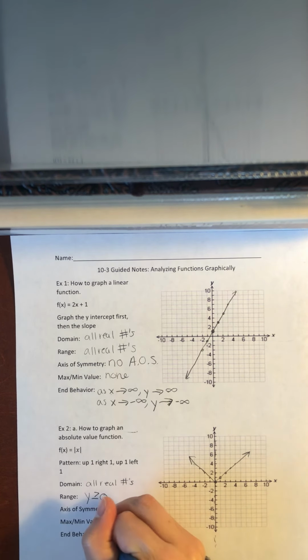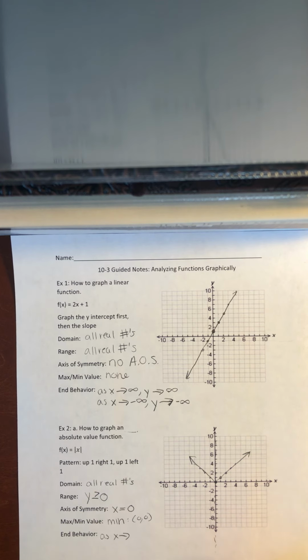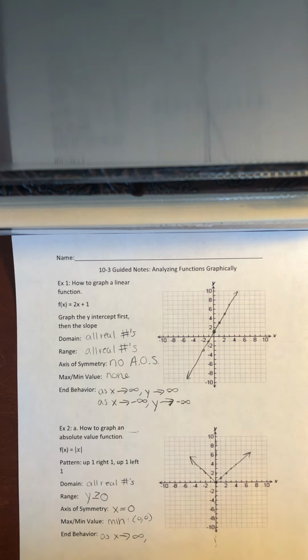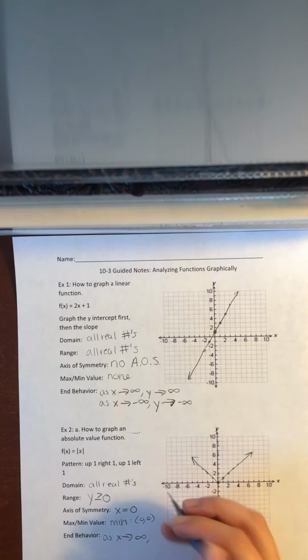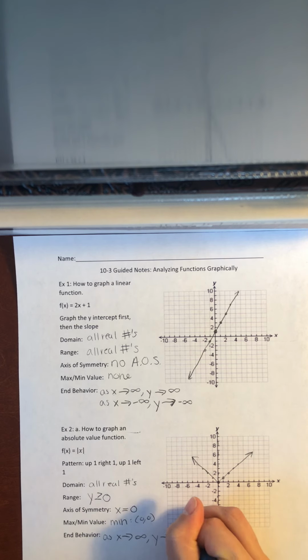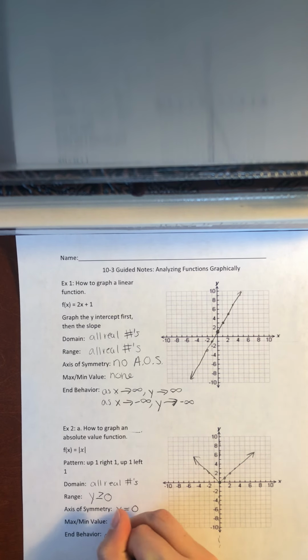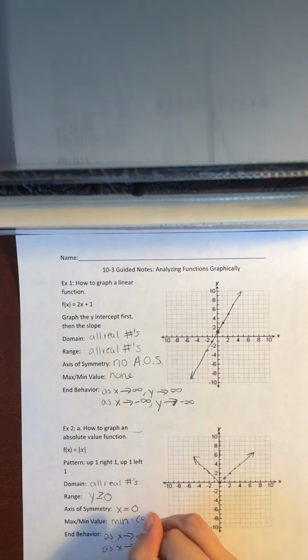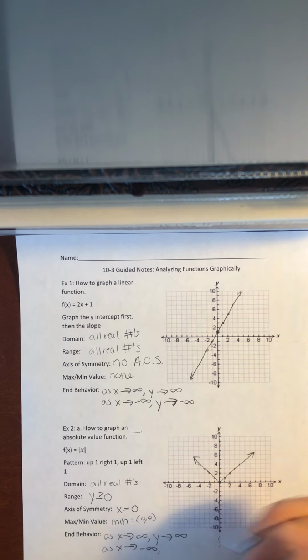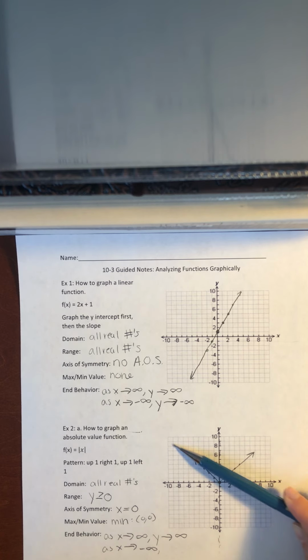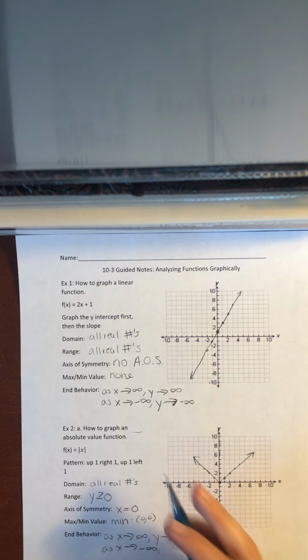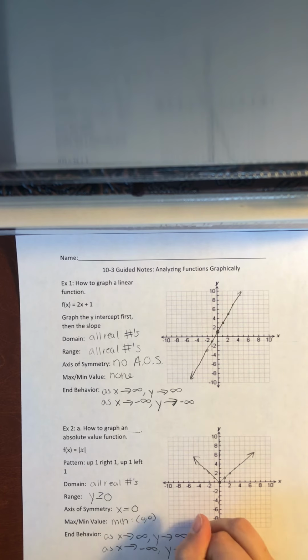Okay, now end behavior. As x approaches positive infinity, so as we're heading this way on the graph, what's happening to your y values? Your y values are going up. So y approaches positive infinity. Then we have to go the opposite way. As x approaches negative infinity, so as we go this way on the graph, what's happening to your y values? Your y values are going up. So y approaches positive infinity.